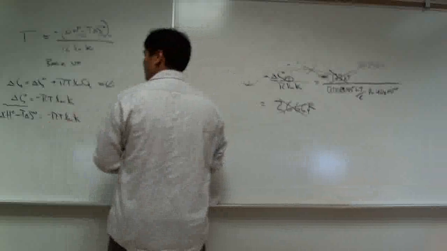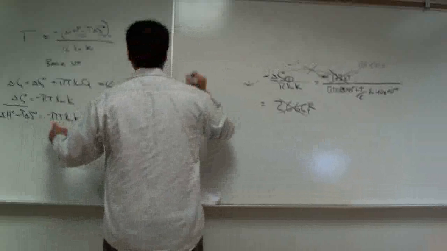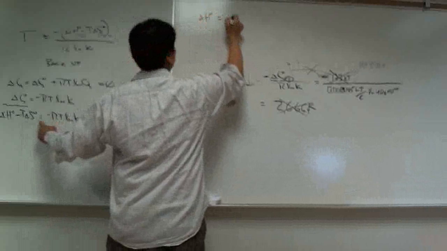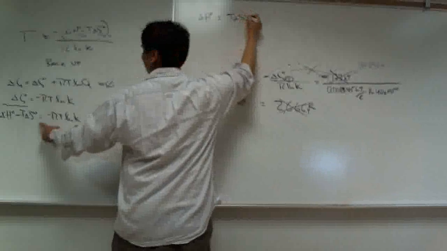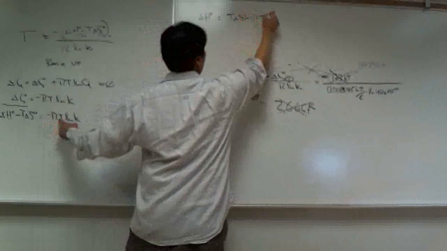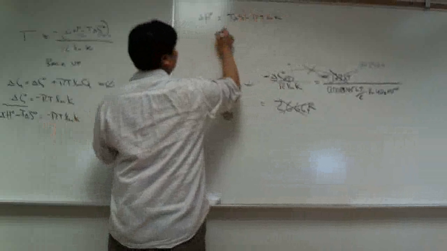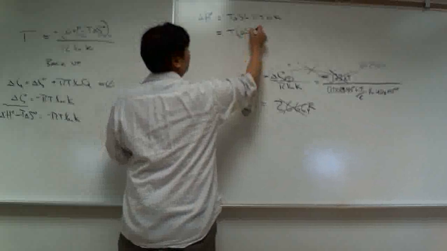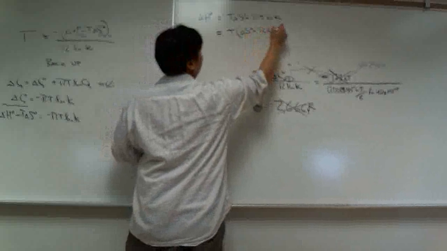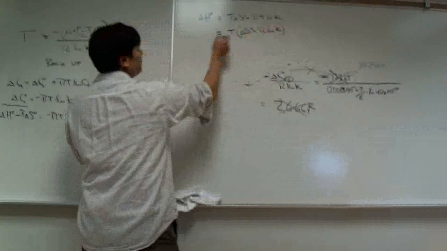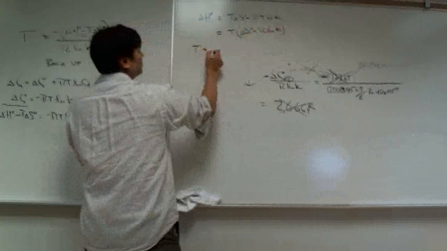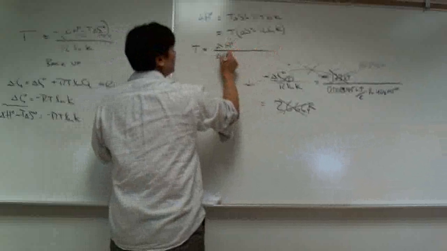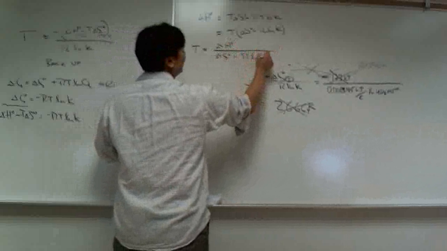And then get both temperature terms on the same side. And so we get that delta H naught is equal to T delta S minus RT ln of K. And then factor out a T. And so this will give us delta S naught minus R ln of K. And then divide both sides by the parentheses term there. And then we get T is equal to delta H naught divided by delta S naught minus R ln of K.